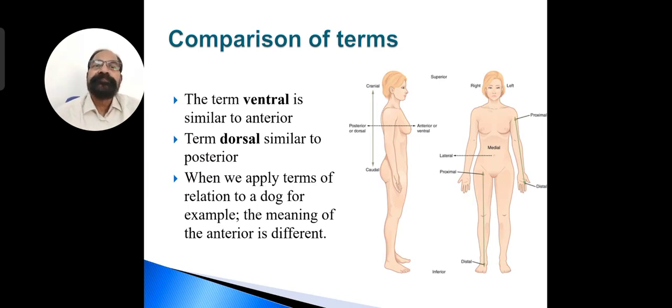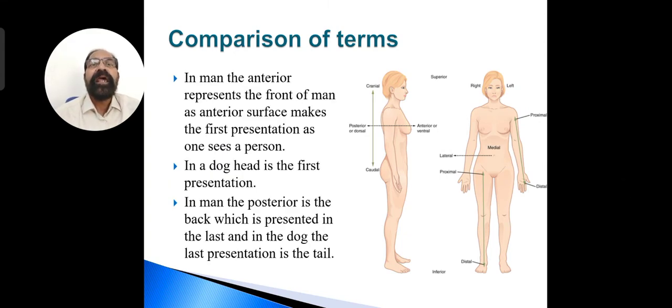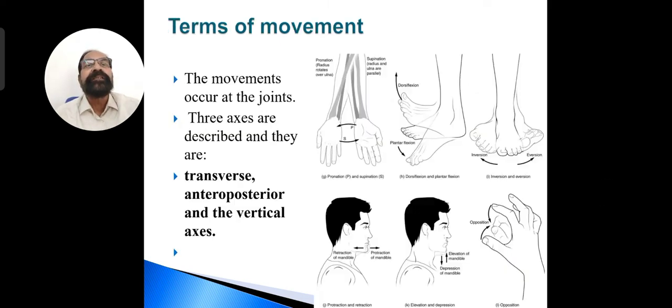Then comparison terms. The term ventral is similar to anterior. Similarly, dorsal is similar to posterior. When we apply the terms of relation to a dog, the meaning of anterior is different. In man, the anterior represents the front of the man, as the anterior surface makes the first presentation as one sees a person. In a dog, the head is the first presentation. In man, the posterior is the back and is presented last. And in the dog, the last presentation is the tail. So that is the comparison of terms.